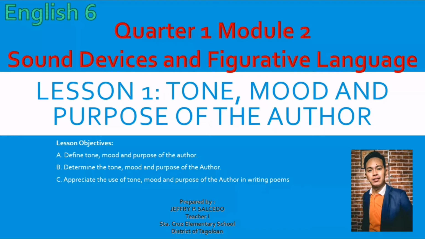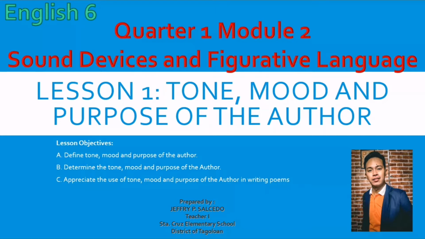In Lesson 1, the topic is tone, mood, and purpose of the author. After this lesson, you will be able to define tone, mood, and purpose of the author. The second one is you will be able to determine the tone, mood, and purpose of the author. And the last one is you will appreciate the use of tone, mood, and purpose of the author in writing poems. Okay, so let's proceed.